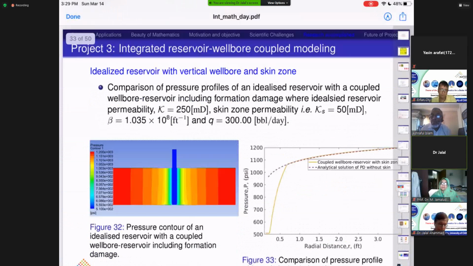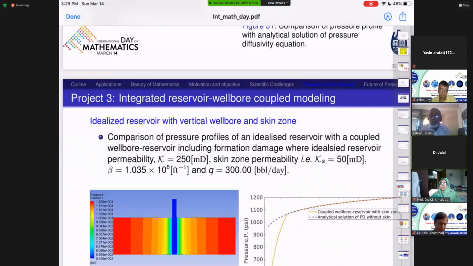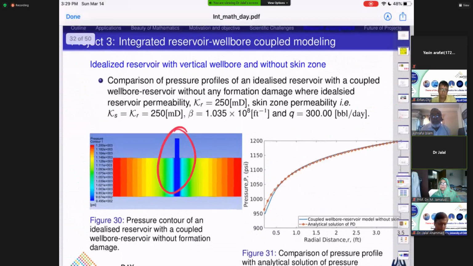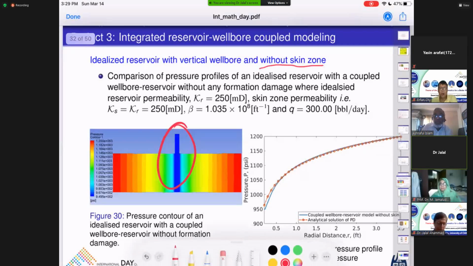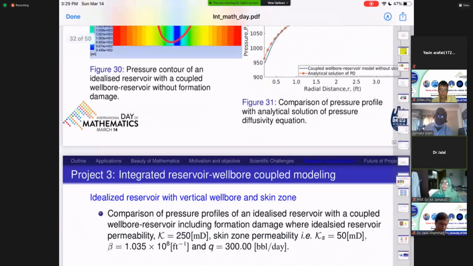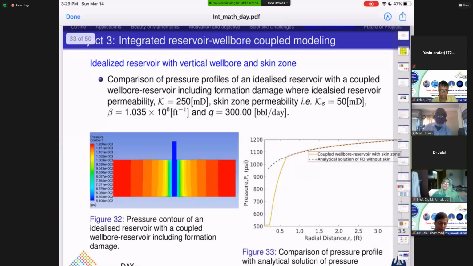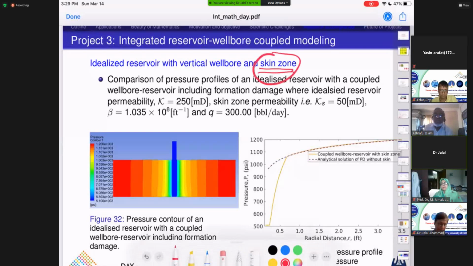In this figure, we have shown the three components, but we did not consider the skin zone. We just considered that there is no damage, that means undamaged. Now, in the next figure, we include the skin zone here. If we include the skin zone, then our analysis of the data and the simulation gives a better understanding.